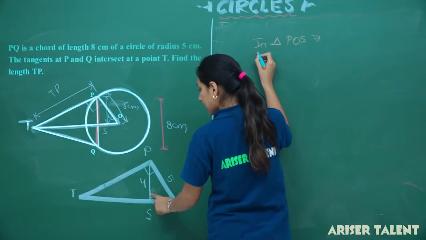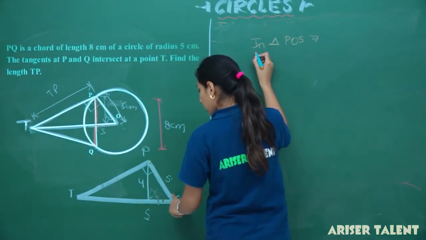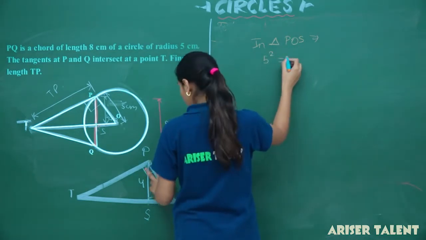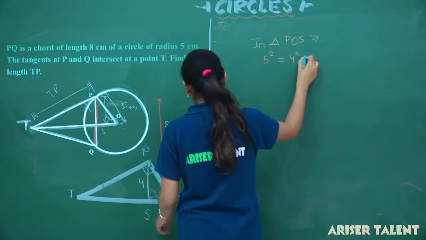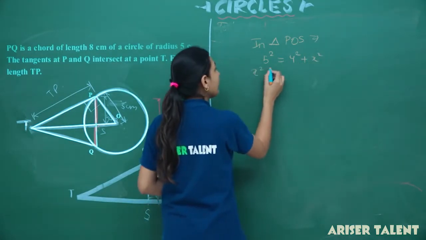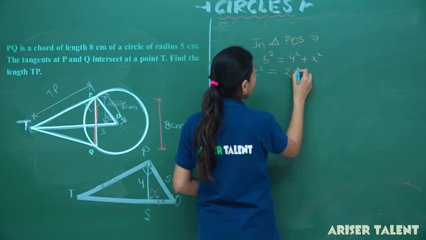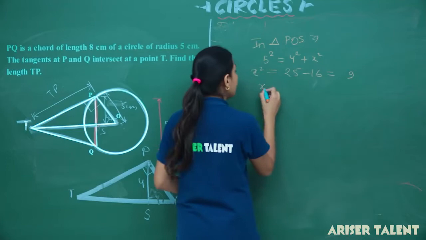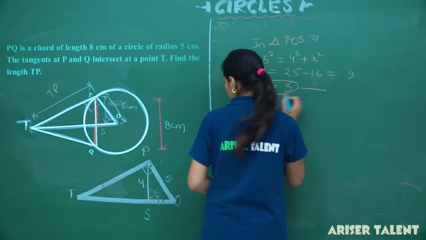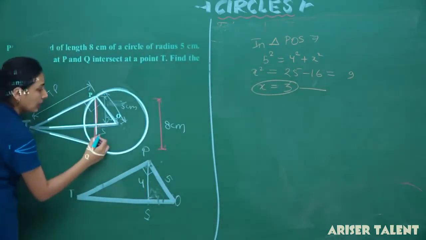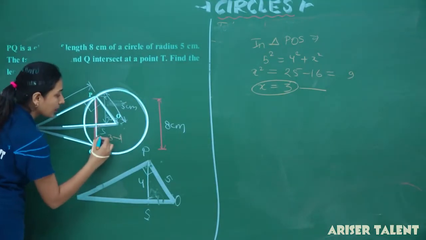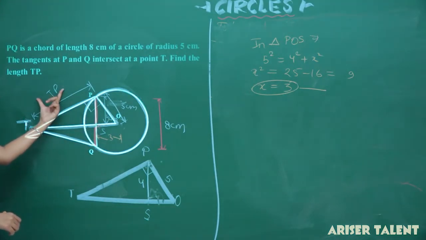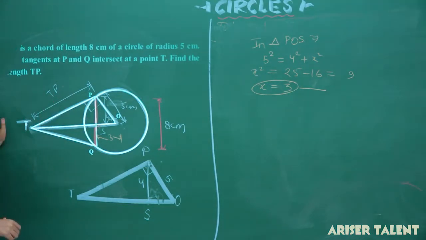Because this is a right angle triangle, the sum of the squares of this and this will give this. So 5 square will be 4 square plus x square. So x square is 25 minus 16, that is equal to 9. So x equals 3. So this length is 3. Now I have to take out this form, and what else do I have?